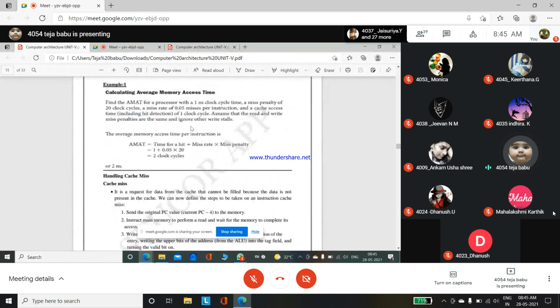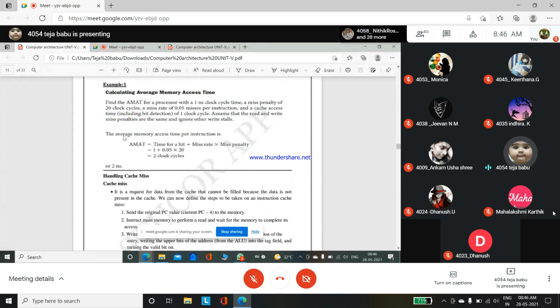Let's go to the problem that is given: calculating average memory access time. Find the average memory access time for a processor with a 1 nanosecond clock cycle time, a miss penalty of 20 clock cycles, a miss rate of 0.05 misses per instruction, and a cache access time including hit detection of 1 clock cycle. Assume that the read and write miss penalties are the same and ignore the other write stalls. So they said to ignore other write stalls, and we have to assume that the read and write miss penalties are the same.